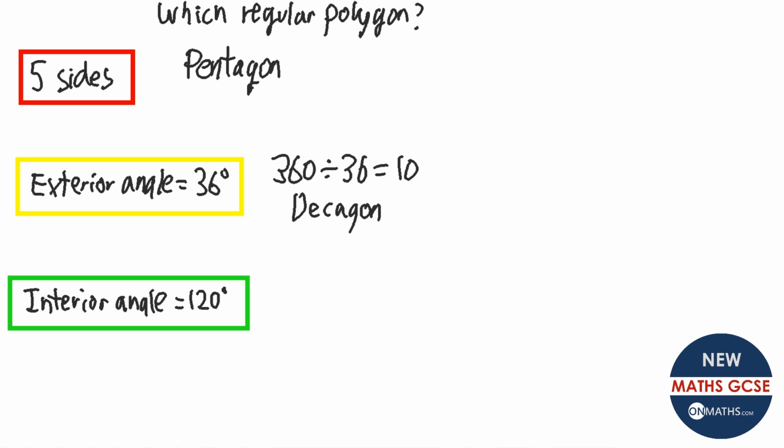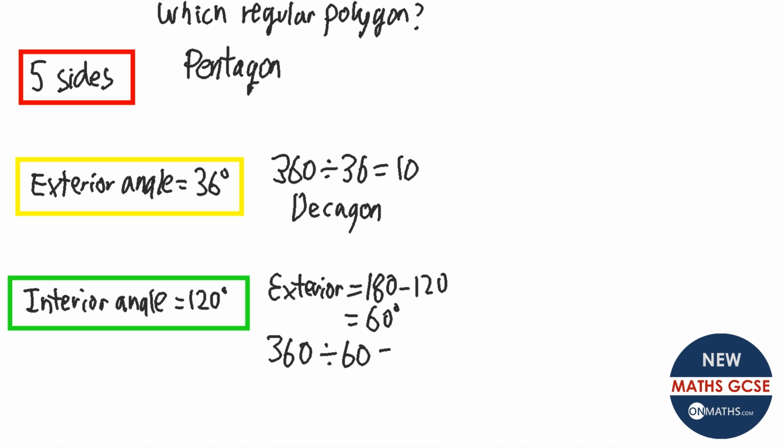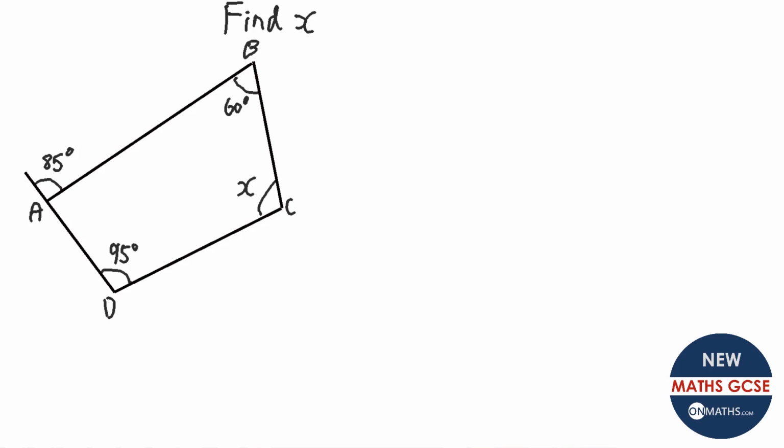Okay, last one. So I need to work out the exterior angle first. So I need to do 180 take away 120. And again, I don't really need a calculator for that. 60 degrees. And then I want to do 360 divided by 60, which is going to be 6. So that's a hexagon. Now, when I was younger, I always got hexagon and pentagon mixed up. And then someone told me that 6 has an X in it, so therefore hexagon is 6 sides. Pentagon doesn't have an X in it, so the pentagon is 5 sides. Useful tip. Okay, pause the video and have a go on this question.